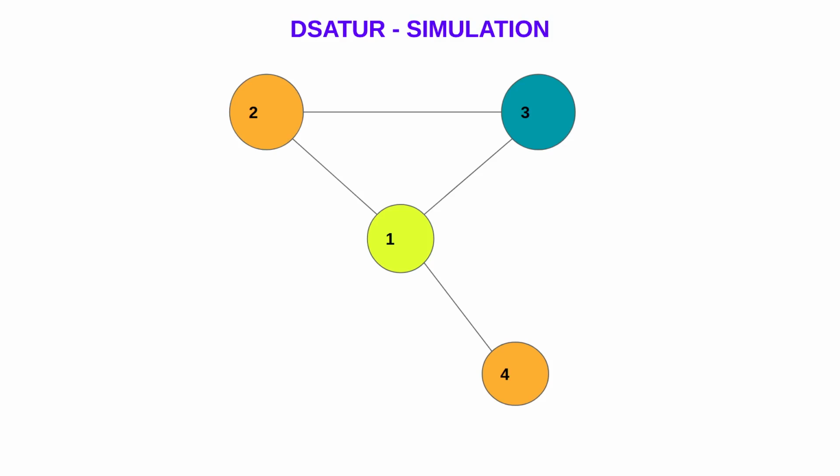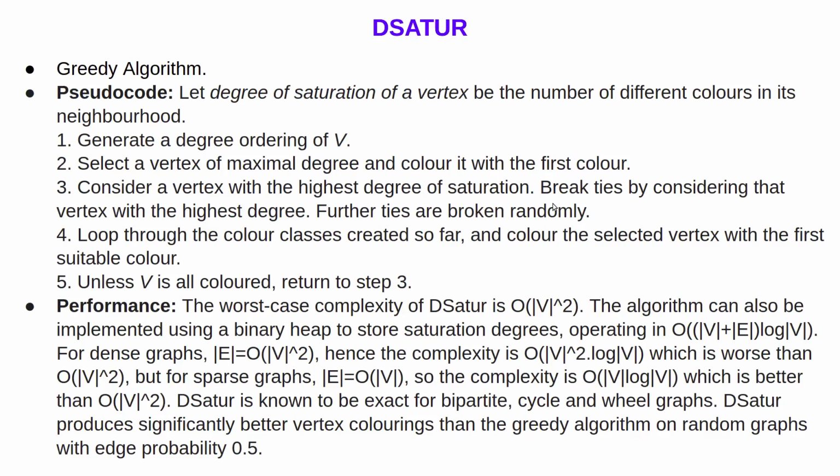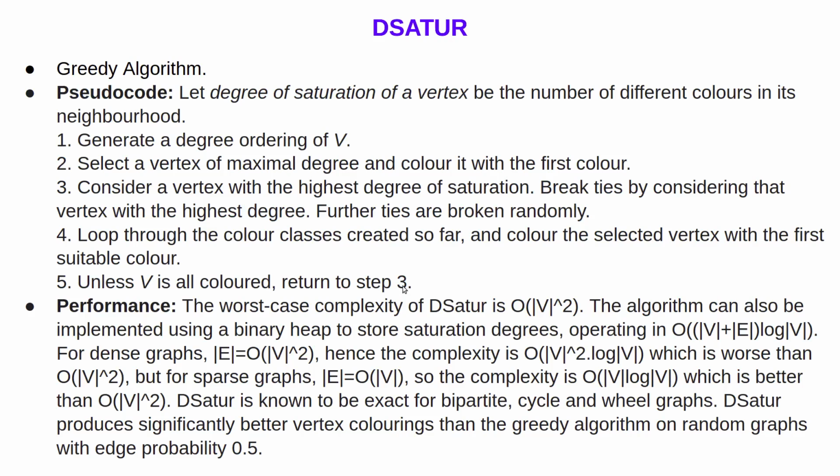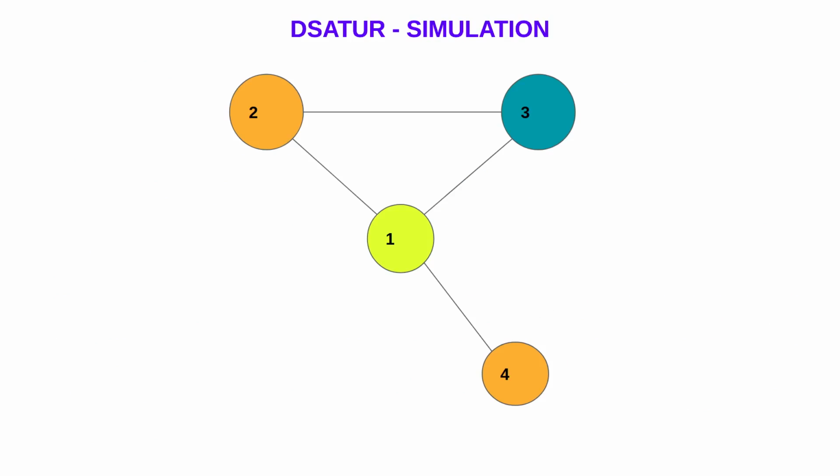So let us go through the simulation of the DSATUR algorithm. Let's say we have a graph of this format, and initially all the nodes are uncolored. According to our algorithm, we select the vertex of maximal degree, that is vertex 1, and color it with the first color. I have colored it light green, and then we have to find the vertex with the highest degree of saturation. Out of all the 3 vertices, except one, each has degree of saturation 1, right?